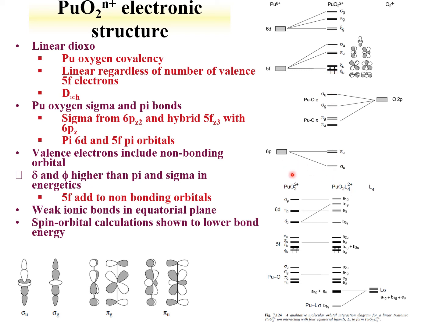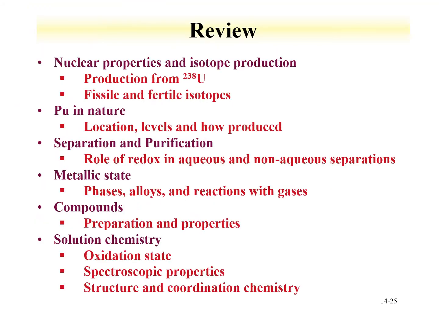And then here's the extension of this molecular orbital of the plutonyl system binding with ligands. So this can be used to explore the UV-vis spectroscopy of the plutonyl system. Taken together, in all three lectures, we evaluated nuclear and isotopic properties of plutonium, the production of plutonium-238, some discussion of the fissile and fertile isotopes. We reviewed plutonium in nature and how it's produced. We went over separation and purification routes.